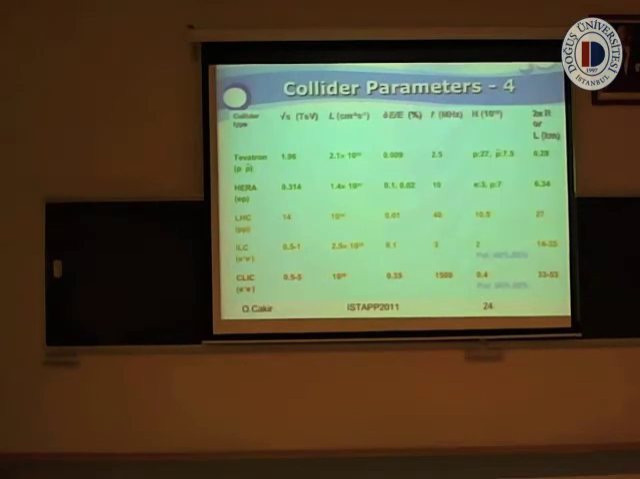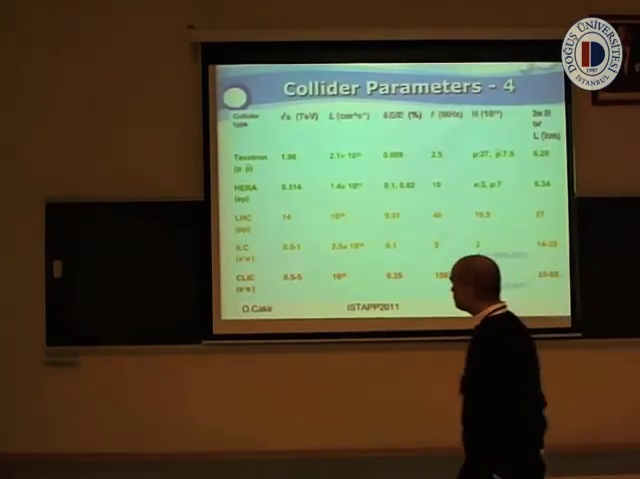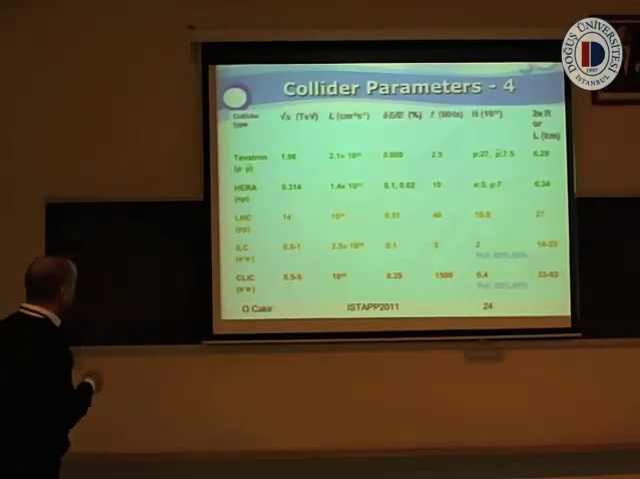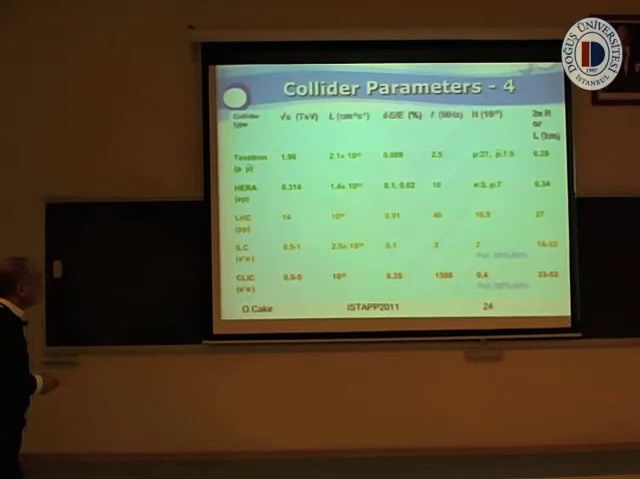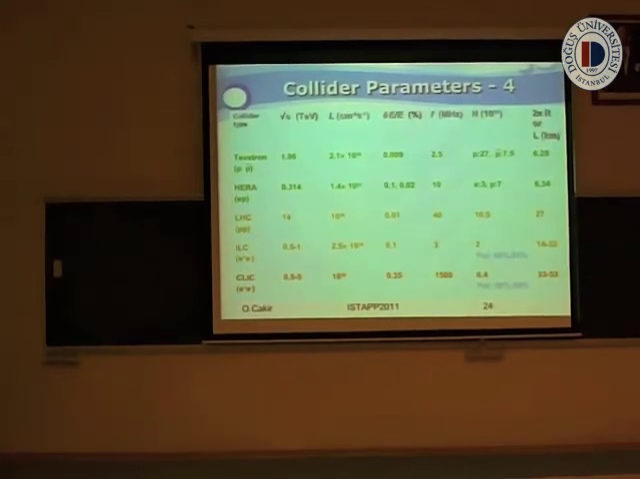Okay, there are some collider parameters, these are the main parameters. Tevatron, HERA, LHC, ILC, CLIC. Which one is working at the moment? None of them, because of the Christmas break. Yearly shutdown, maybe. But Tevatron is still working. HERA is closed. LHC working. ILC not started. CLIC not started.